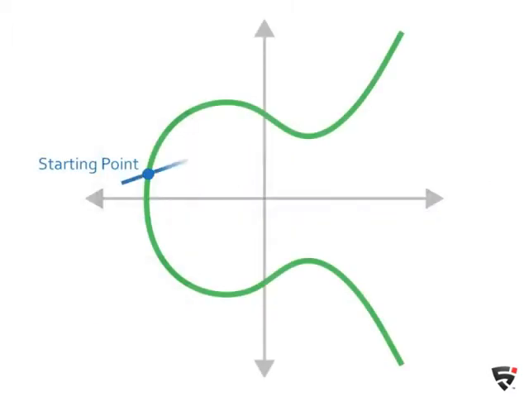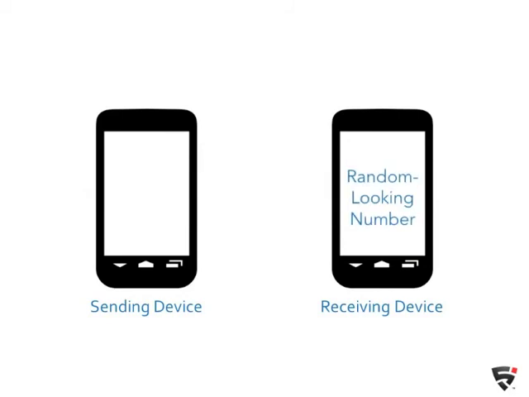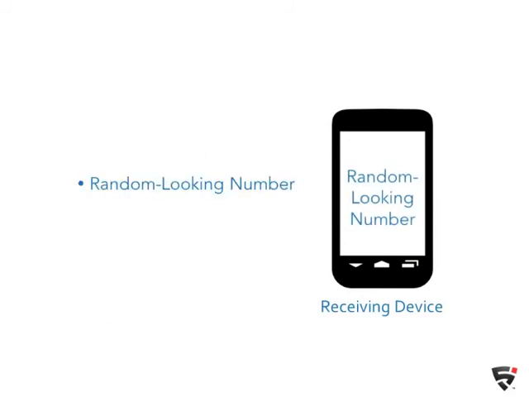The mathematical operation determines the initial direction from the starting point on the elliptic curve and the number of moves between points on the curve. The pseudo-random number is sent to the receiving device, which performs a separate mathematical operation using the pseudo-random number and its private key. The result is the original clear text data.